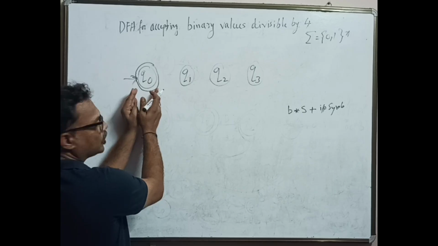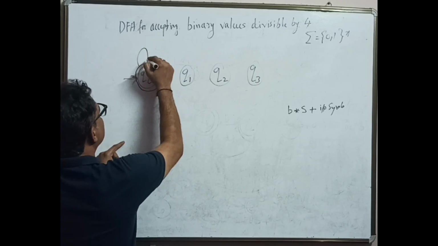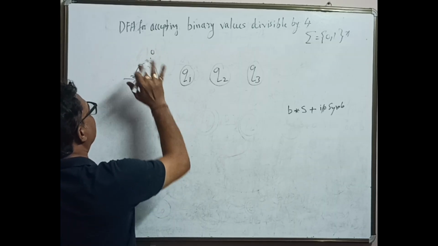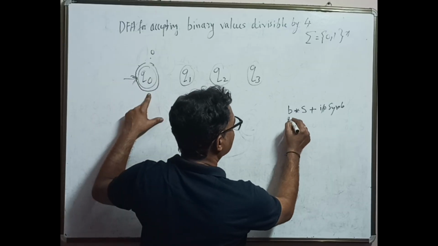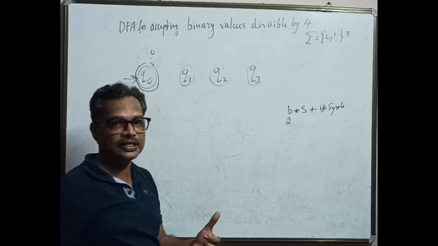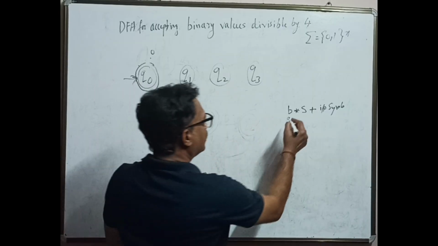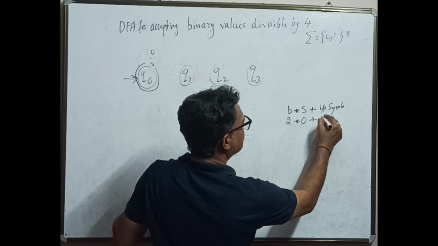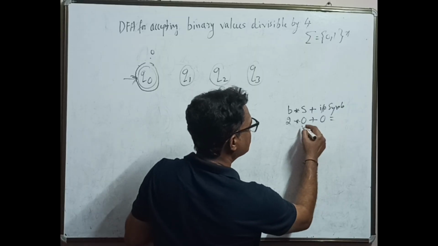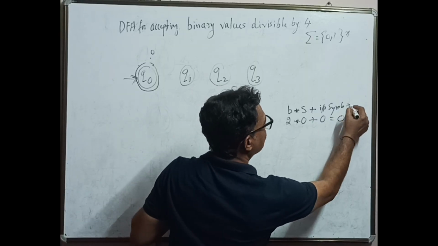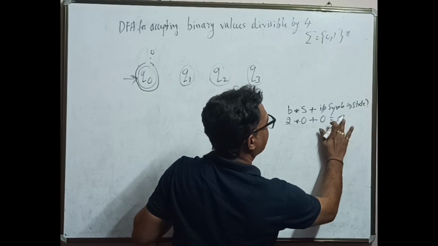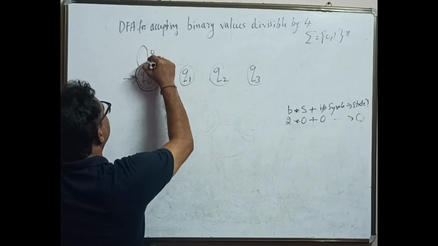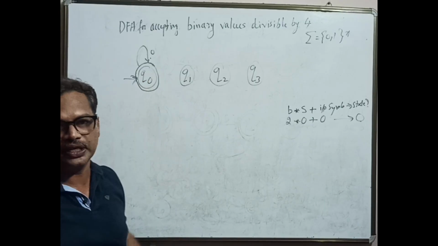Now the DFA is in Q0 state, the initial state. What if it receives a 0? I directly wrote this, but let me check here. We require 2 binary digits, that is 0 and 1. So their count is 2. Now the DFA is in the 0th state, and the input symbol is 0. So what does it give? 2 into 0 is 0, 0 plus 0 is 0. It reaches which state? State 0. That means it stays on the same state.